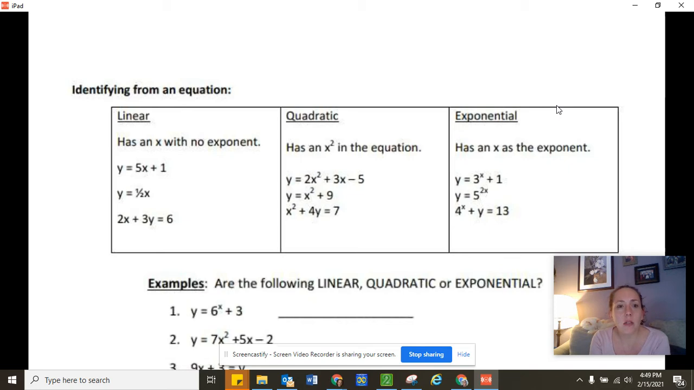So with linear, basically your x is not going to have an exponent. It could be y equals mx plus b. It could be standard form, but there won't be an exponent anywhere. With quadratic, you will have an exponent, but the biggest exponent will be squared. So you'll have an x that will be squared somewhere in order for it to be quadratic. For exponential, the reason it's called exponential is because the x is the exponent. So if you have an equation where x is the exponent, then it's exponential. There's not going to be an x anywhere else. It'll only be in the exponent.